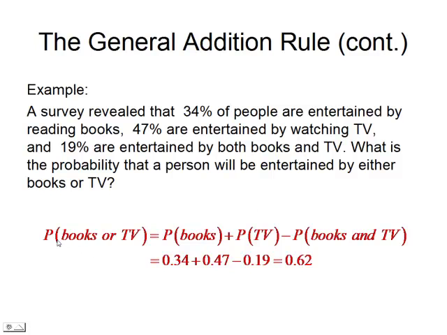So the formula is the probability of books or TV, which equals the probability of books plus the probability of TV minus the probability of books and TV. Probability of books is 0.34, the probability of TV is 0.47, and since this is not mutually exclusive, we have the probability of books and TV, which is 0.19. So our answer will be 0.62.